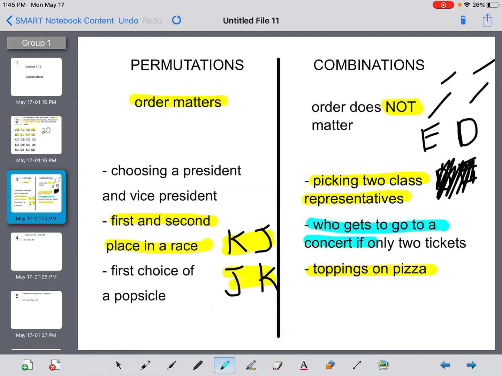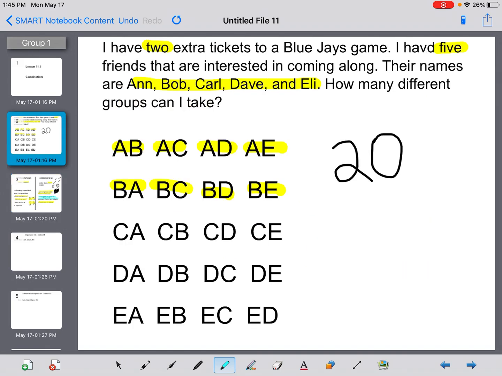Who gets to go to a concert, there's only 2 tickets. So let's go back to my original question here. Okay, I have 2 tickets to the Blue Jays game, and there's 5 people that are interested in coming along with me. But remember, in this type of question, the order doesn't matter. Whether or not I take Ann and Bob with me, or Bob and Ann, that's actually not a different grouping.